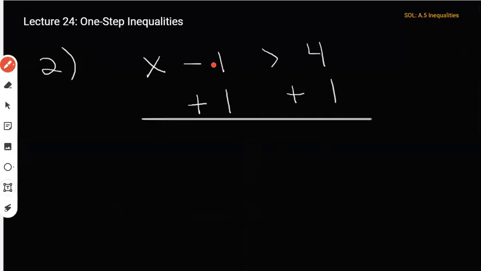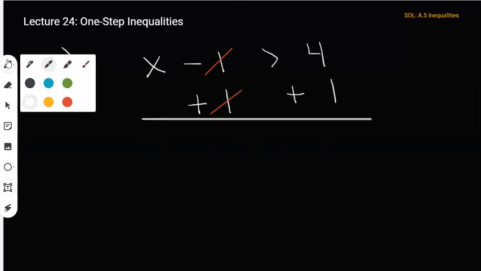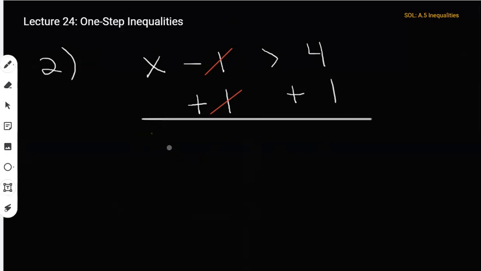So the good thing about this is the -1 and the +1 are going to cancel each other out, just like that. I'm going to bring down my x, my greater than symbol. And then on the right side, I have 4 plus 1. That's going to give me 5. So that's going to be my answer. x is greater than 5.